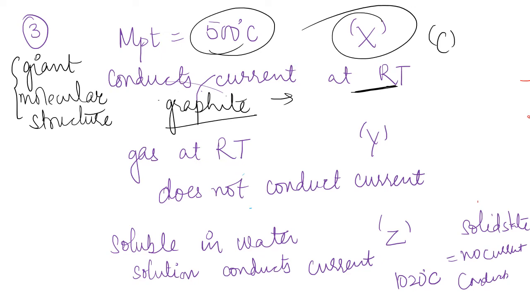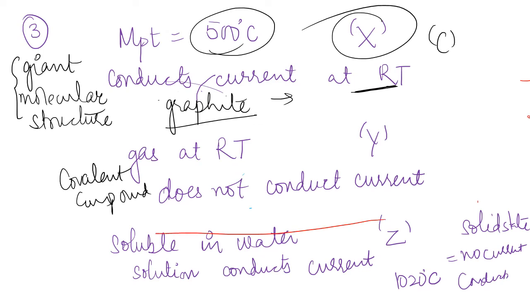Now the Y, if we look at the characteristic of Y, it is a gas at room temperature, it does not conduct current. So typical non-metallic character, right? Or it could be any of the gases like O2, F2. So what type of compounds are they? They are covalent compounds. Y is a covalent compound.